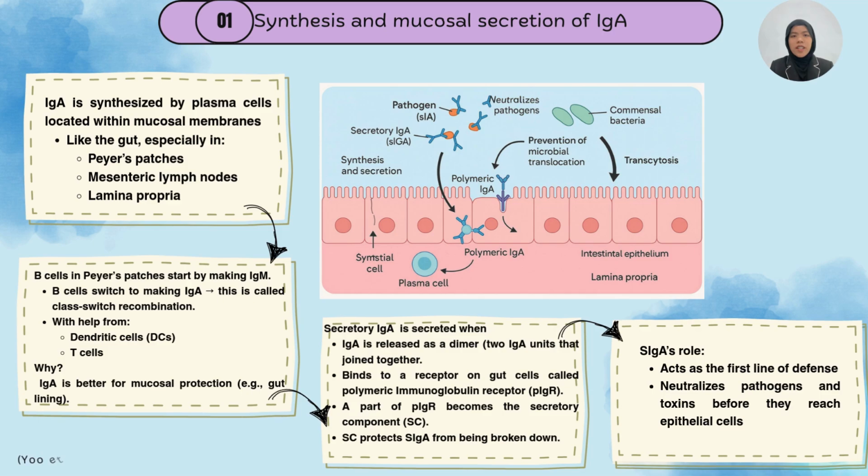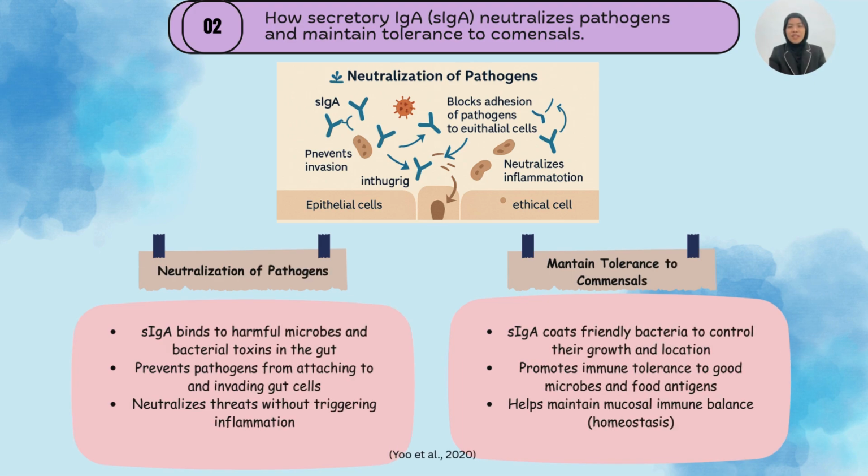IgA is produced by plasma cells in mucosal areas, especially in the gut, and secreted as secretory IgA in Peyer's patches. These cells switch from IgM to IgA, guided by dendritic cells and T cells. This is because IgA is better for mucosal protection. The illustration can help us understand how they work. IgA is secreted in dimeric form by the polymeric immunoglobulin receptor on gut cells and becomes a secretory component that protects it from degradation. Secretory IgA acts as the first line of defense, neutralizing pathogens and toxins before they reach the epithelial cells. The illustration above shows how the neutralization of pathogens occurs.